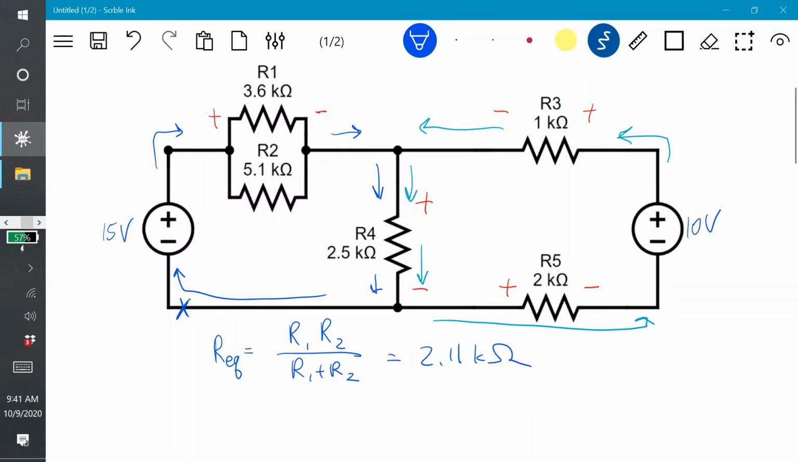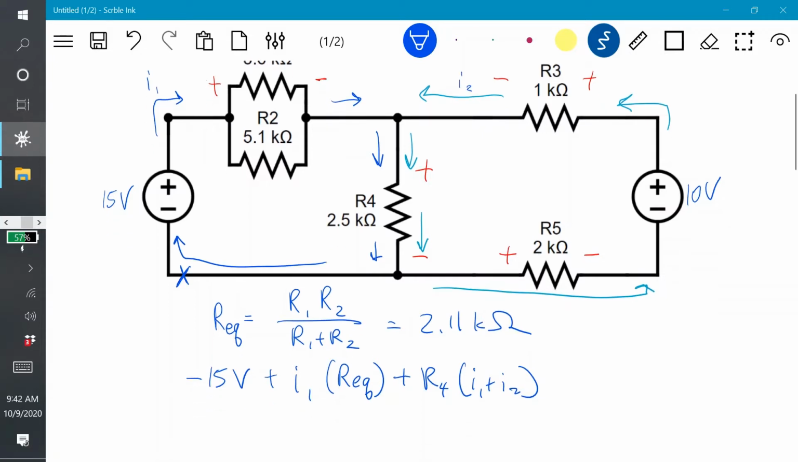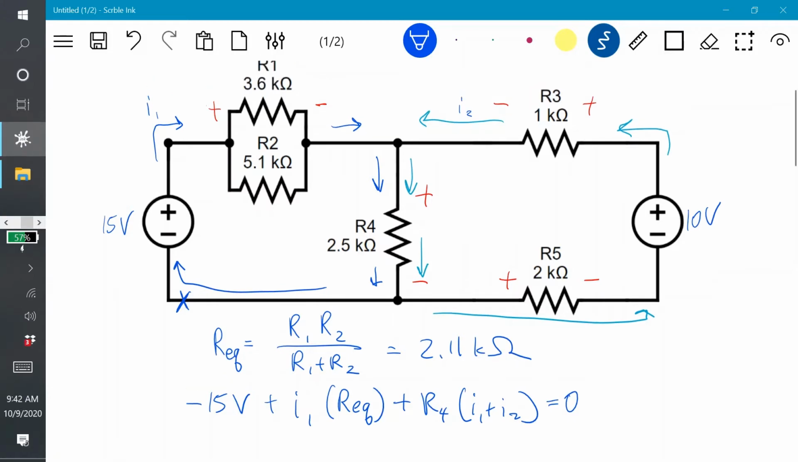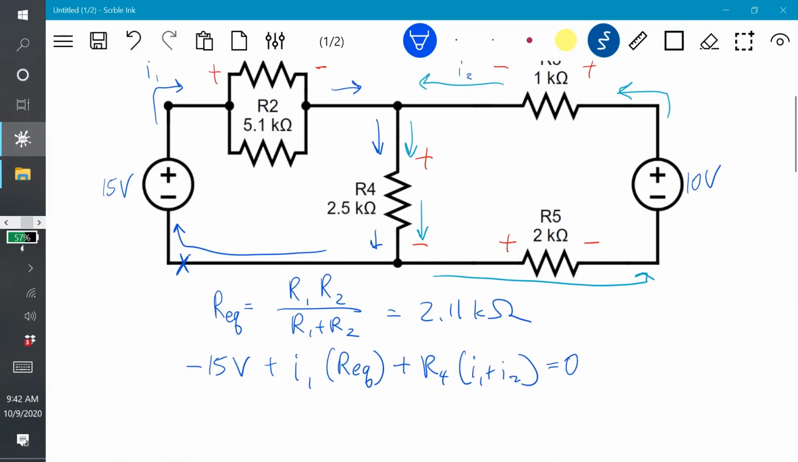So starting off, we have 15 volts, negative 15 volts because of the negative sign here, plus the current. Now this current splits into two, but for now we can write it as just the current I1 times R equivalent. And down here we have these two currents combining, so plus R4 times I1 plus I2. And of course we're going to be calling this I1, and this is going to be I2. And this is going to be 0. So we have the first equation, and let's do the second equation for the right loop.